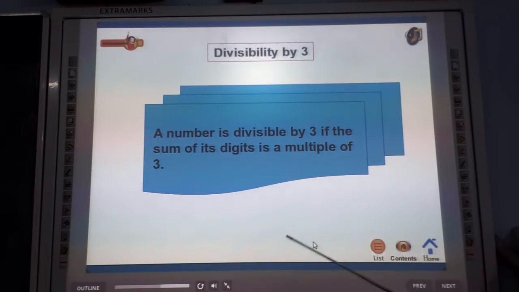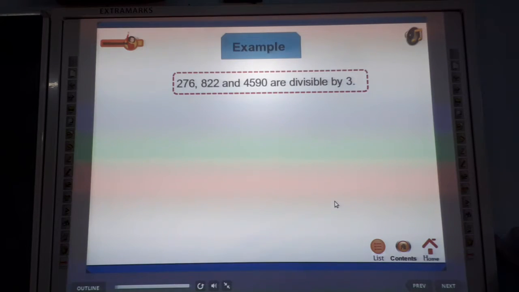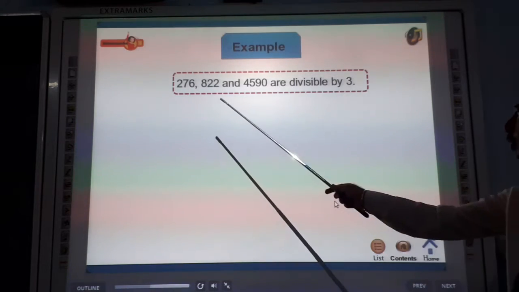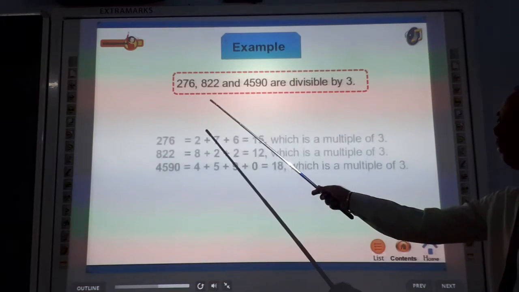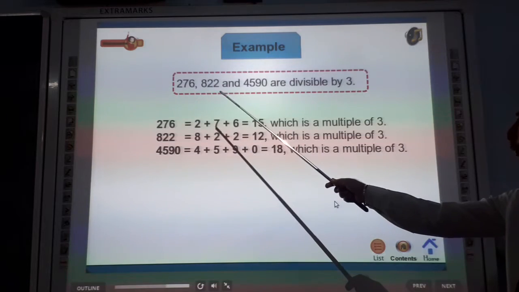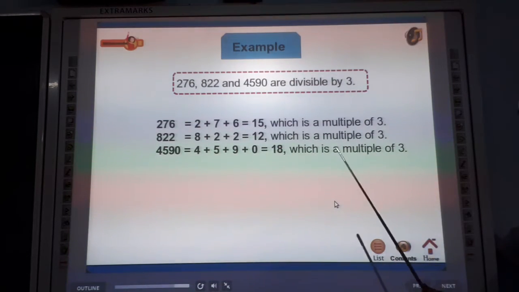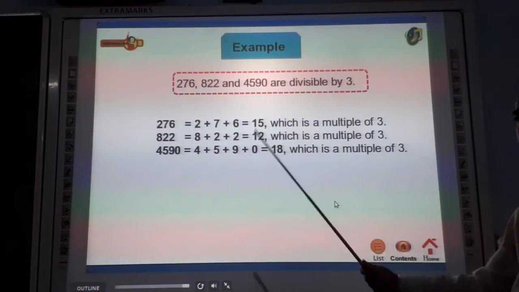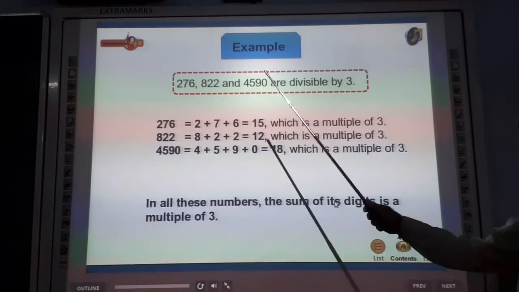And next is the divisibility rule for 3. This is a very different rule, and here we have to check the sum of the digits of the number. If the sum of digits of the number is divisible by 3, then the complete number is also divisible by 3. For 276, 2 plus 7 plus 6, the sum of the digits is 15. 15 is divisible by 3. So 276 is also divisible by 3.